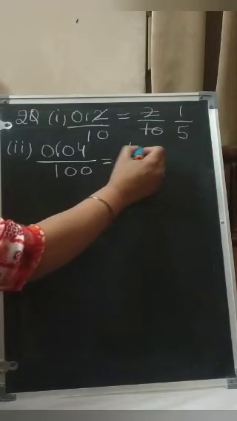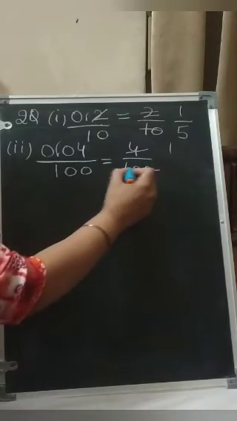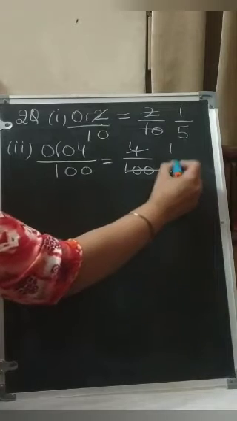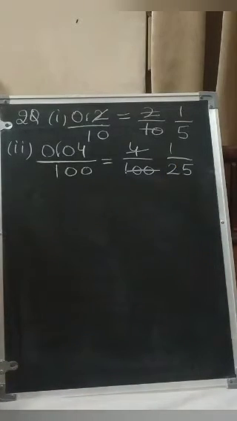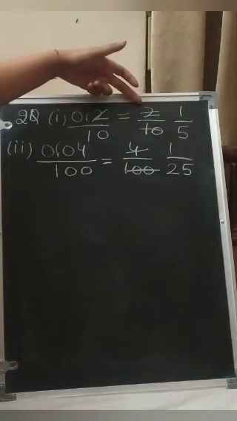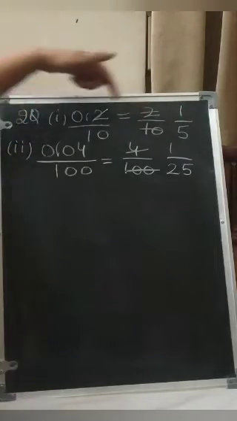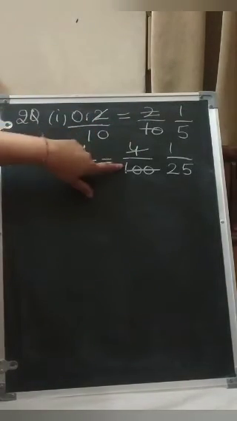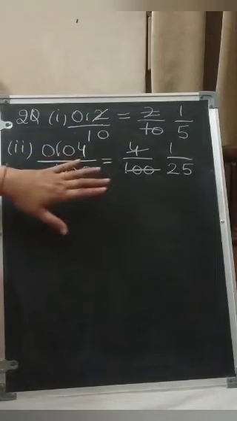It can cut with 4. 4 ones are 4. 1/25 is our answer. So in this way you can change a decimal fraction into a common fraction and change it into the simplest form. So if it can cut, you will cut. If it can't cut with any number, then that will be the answer.